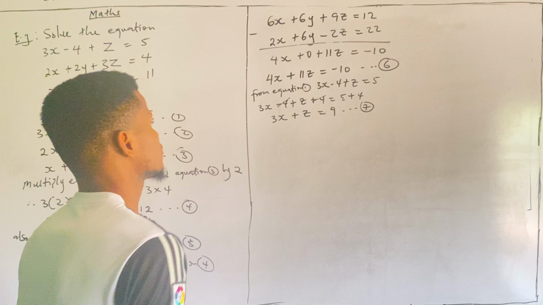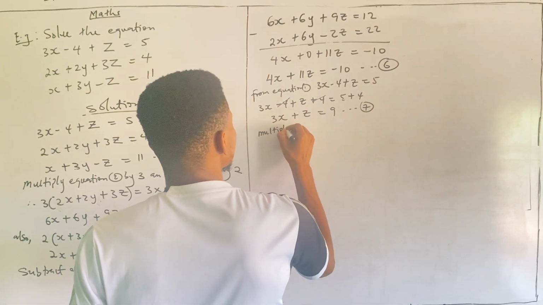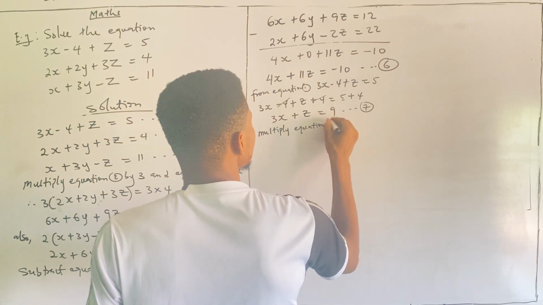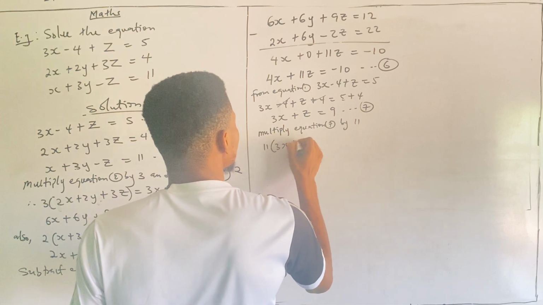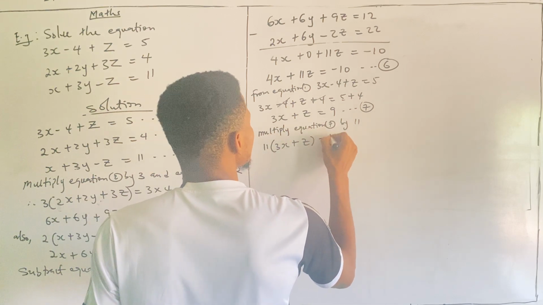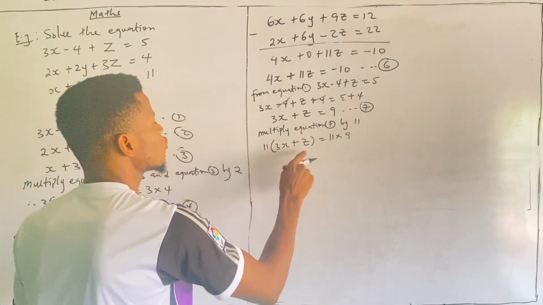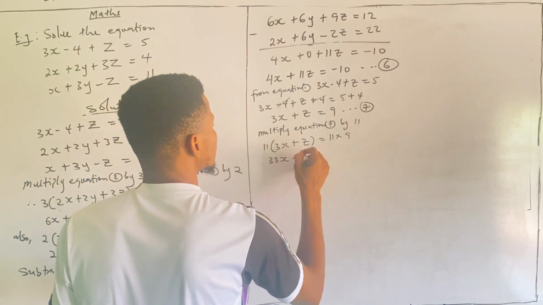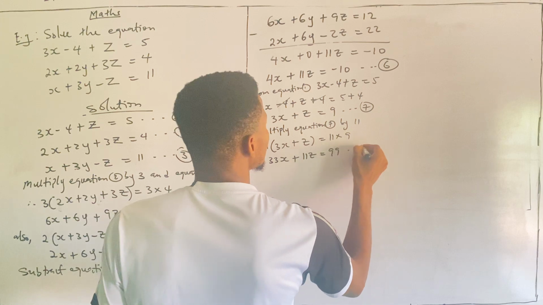So if we multiply equation 7 by 11, we have 11 into 3x plus z equals 11 times 9. So multiply both sides by 11. If we open the bracket, 11 times 3 is 33, so 33x plus 11 times z, 11z, equals 11 times 9, which is 99. So here we have equation 8.